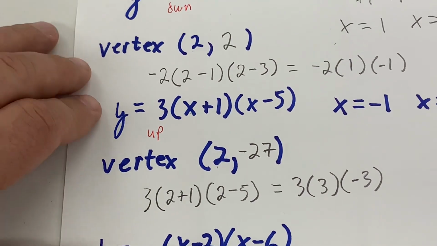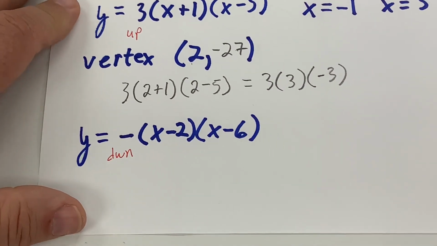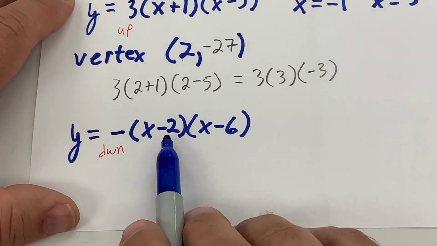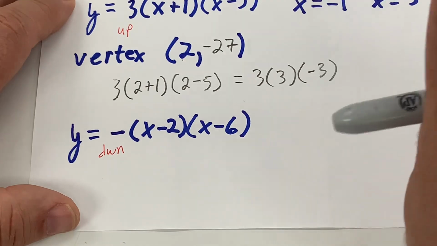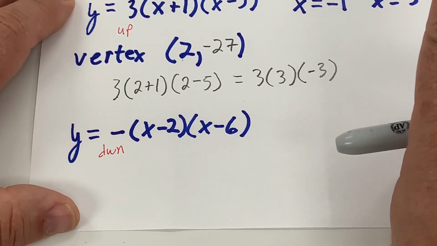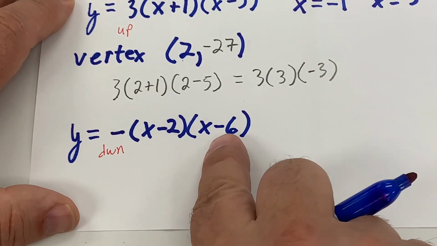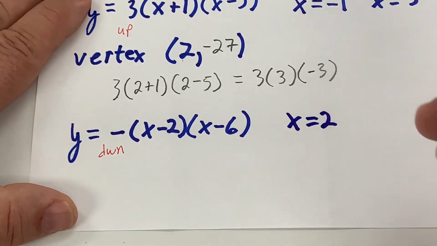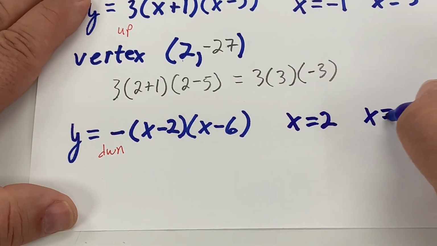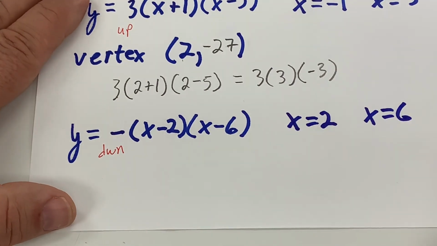So there's my vertex. I'm going to take these values, opposite, opposite, not opposite same. It's opposite same when it's in vertex form. When it's in factored form, it's opposite opposite to get the answers. So x equals 2, that's an intercept. X equals 6, that's the other x-intercept.